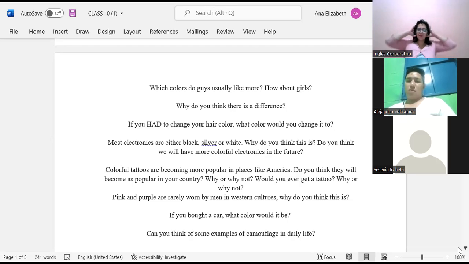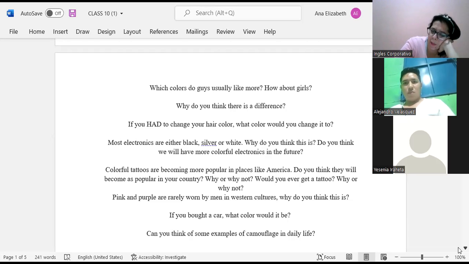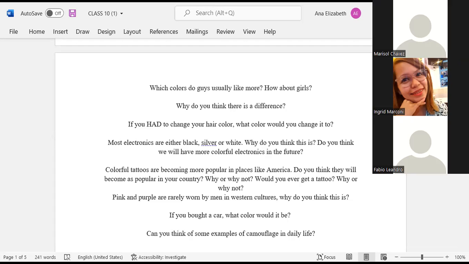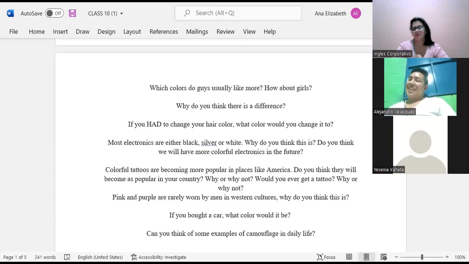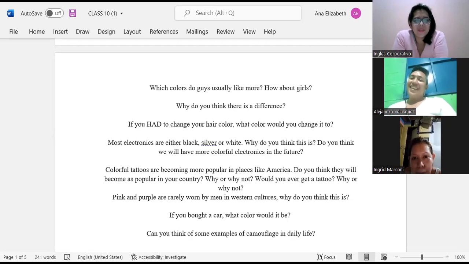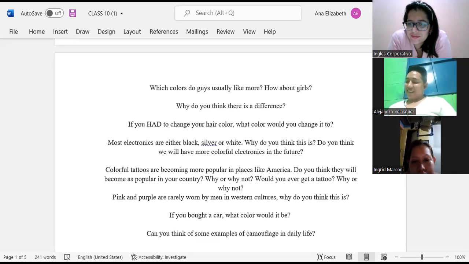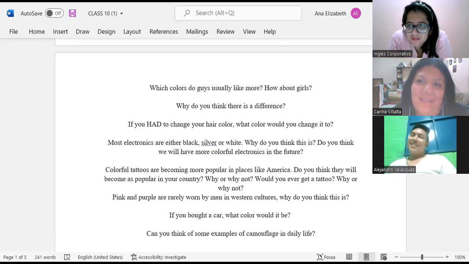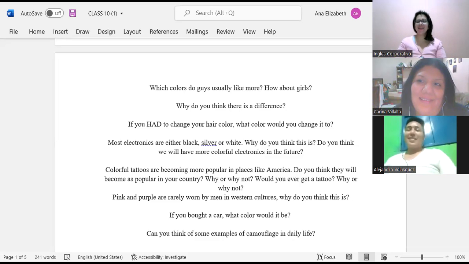Okay, oigan esta. If you had to change your hair color, what color would you change it to? ¿Qué color se lo pintarían? Gray. Gray, gris. Adelantando los ciclos. El ultra instinto. Gray, ya me lo imagino. Hello o rubio, ¿cómo se dice? Blondie. Blondie siempre. Yes, blondie. Ajá, ¿quién más?